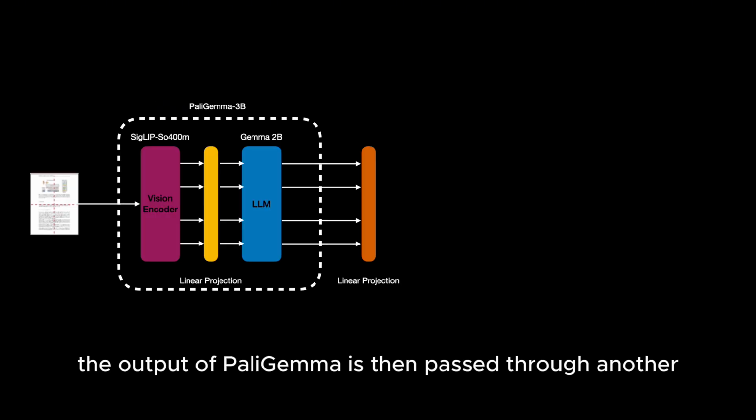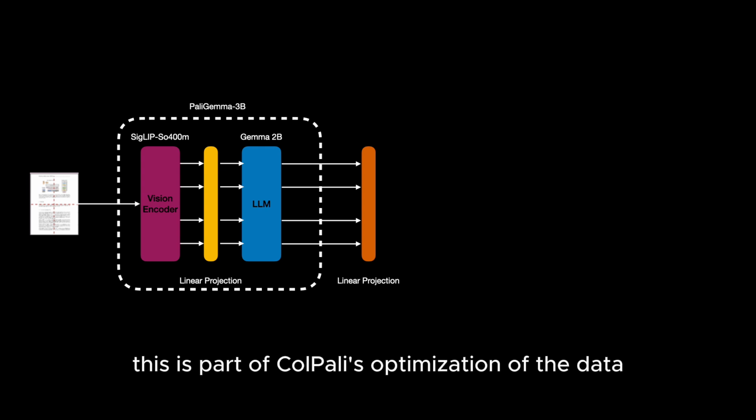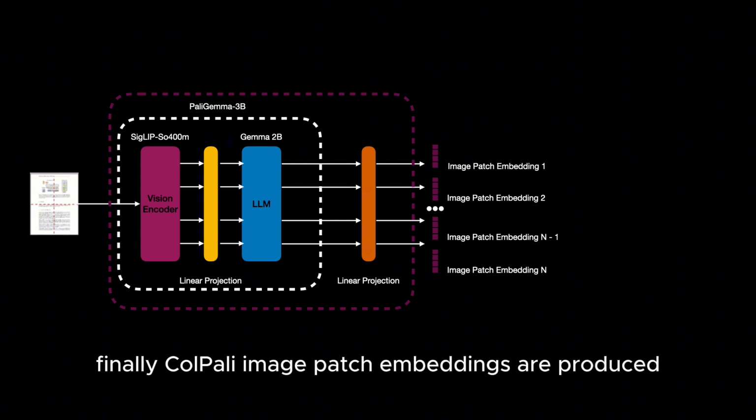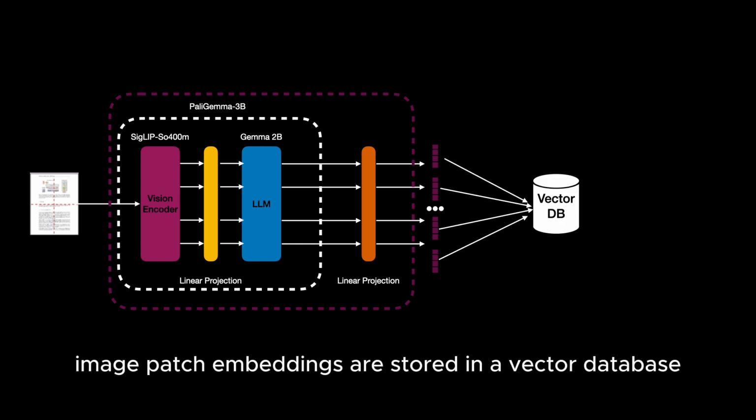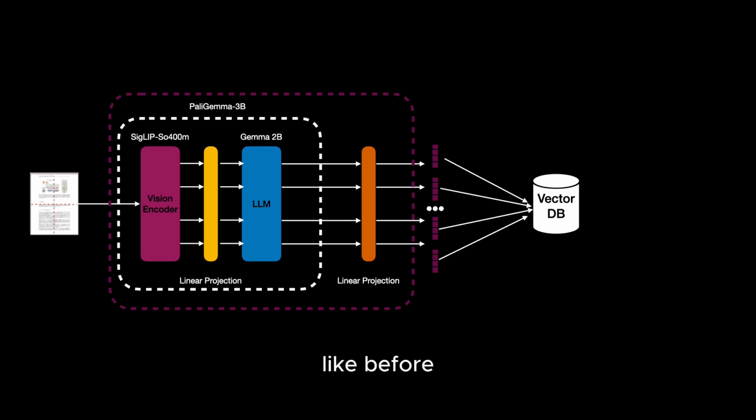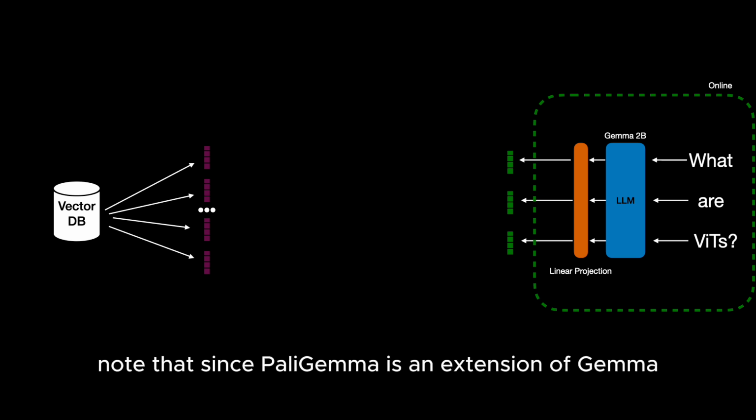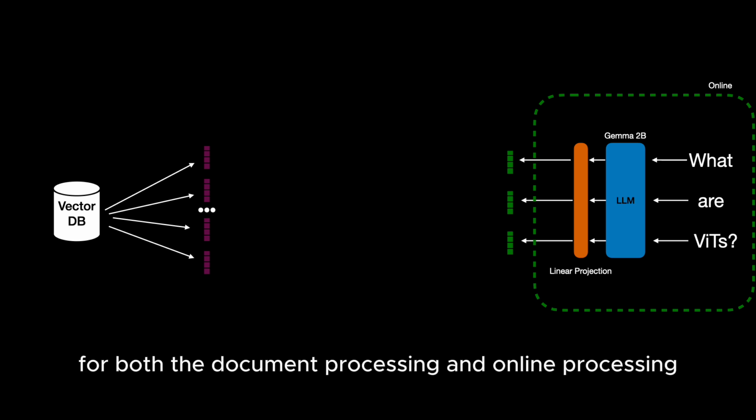The output of PaliGemma is then passed through another linear projection layer that reduces the embedding dimension for lighter weight storage. This is part of ColPali's optimization of the data ingestion pipeline. Finally, ColPali image patch embeddings are produced. Image patch embeddings are stored in a vector database like before. And the same sort of retrieval happens. Note that since PaliGemma is an extension of Gemma, we use Gemma as our language model for both the document processing and online processing.